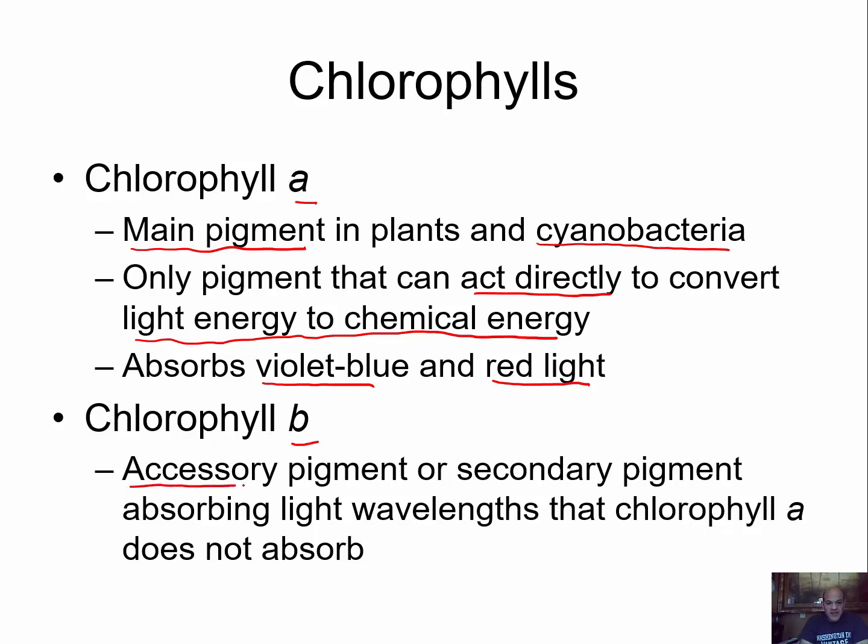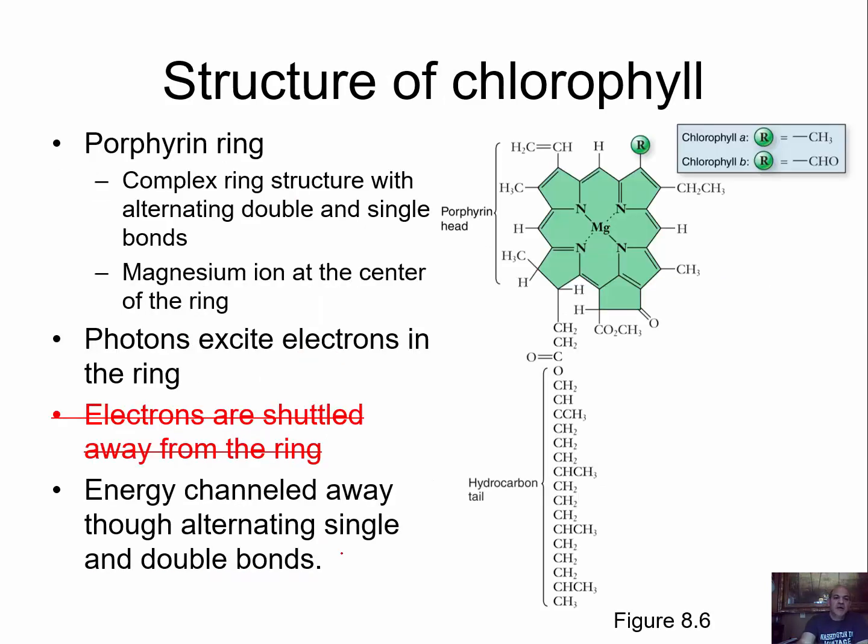Chlorophyll B is referred to as an accessory pigment or a secondary pigment because it's not directly involved in converting light energy to chemical energy, but it can help absorb wavelengths that chlorophyll A does not, and then use that energy to assist in driving photosynthesis. Looking at our chlorophylls, the general structure of the molecule is here on the right, and we can see right away that there is one major difference where this R group is on the chlorophyll molecule.